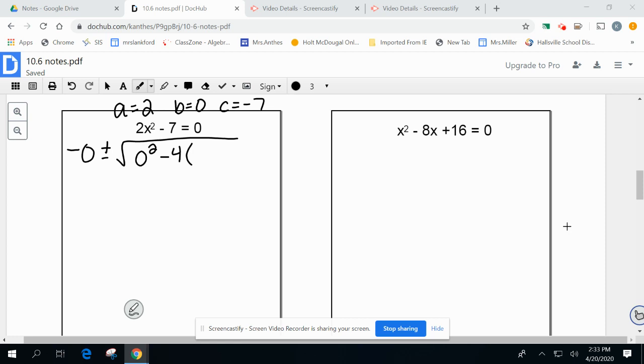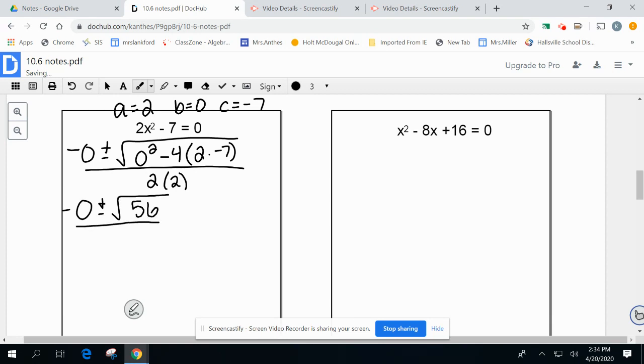Okay, so I have in here -4 times a times c, so 2 times -7, and this is all over 2 times 2, or 2 times a. So I'm going to start simplifying. 0 squared would be 0, so I really need to just go through and do -4 times 2 times -7. So I would have -0 plus or minus the square root, and that would be 56 divided by 4.